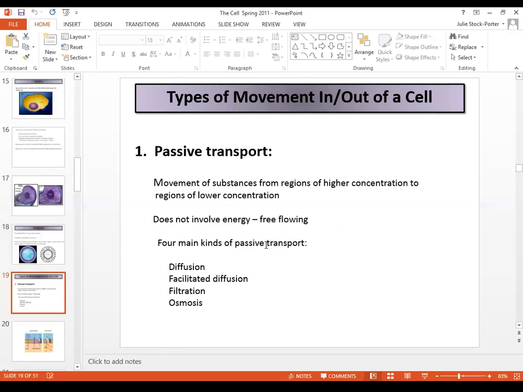Osmosis is movement of substances from regions of high concentration to lower concentration through a semi-permeable membrane until it reaches equilibrium. Now we'll take a look at what I mean by that. Make sure you know those 4 definitions.